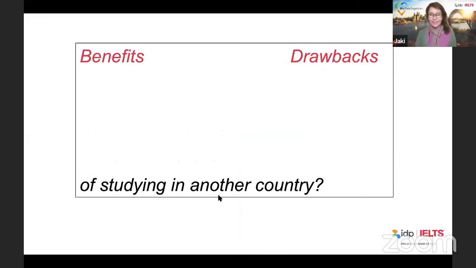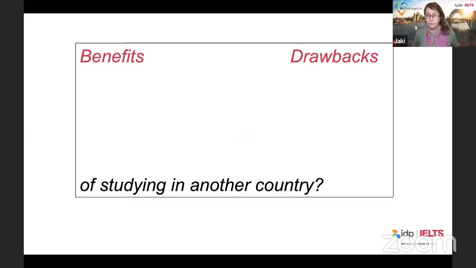Okay, but before we start writing, you should brainstorm. I encourage you to do this. You will have scrap paper. So do this before you start writing, because if you have nice, clear reasons, it will make your essay much better. Some people just start writing and they just keep repeating the same reason, and it's not very good. So let's brainstorm together. What are the benefits of studying? Can you give me some benefits of studying in another country?